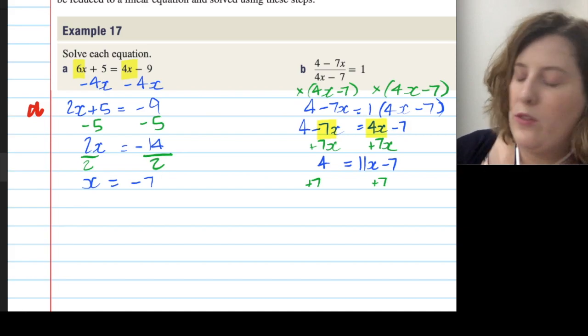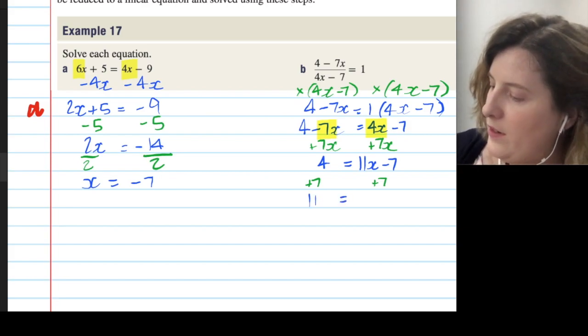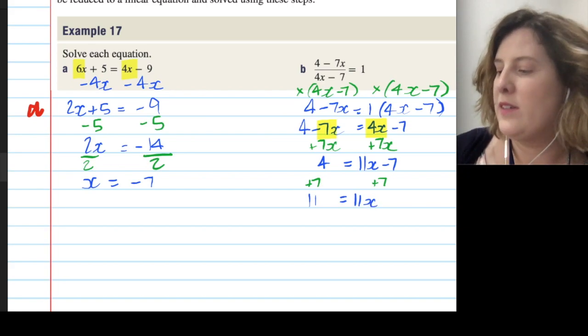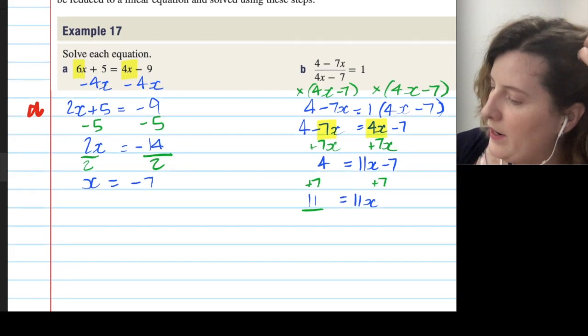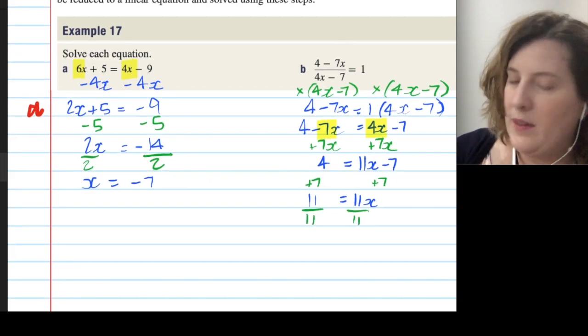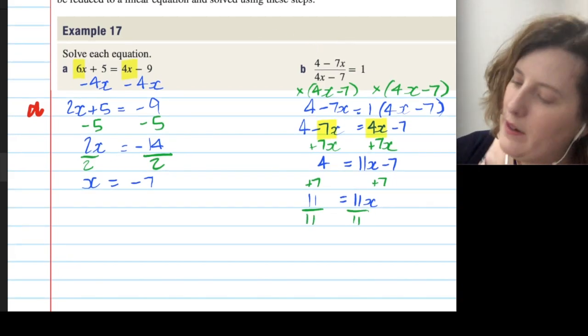And 4 plus 7 is 11. We've got just 11x on the right-hand side because negative 7 plus 7 cancels out. Divide both sides by 11. And we end up with 1 equals x.